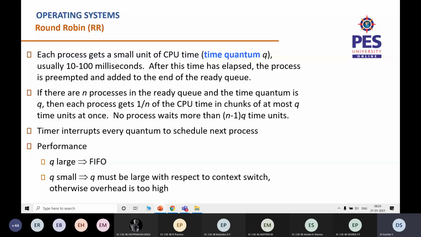Now every process gets a small period, which we call the time quantum. Let us represent it with a variable called q. Typically it is between 10 to 100 milliseconds, as decided by the operating system implementation. Once a process has completed its time quantum, it is pulled out from the execution state and added back to the ready queue. The next one in the ready queue gets the processor. So context switching is basically happening there.